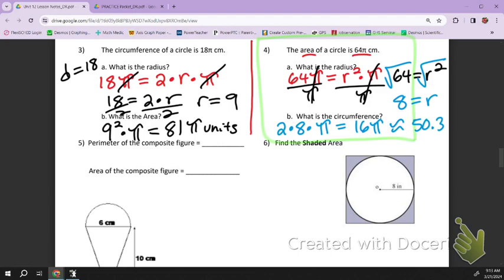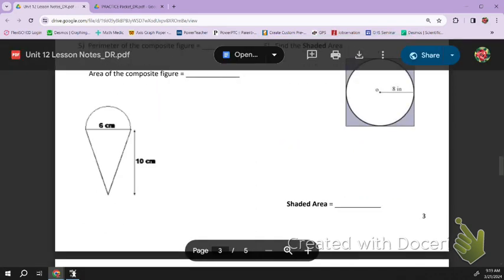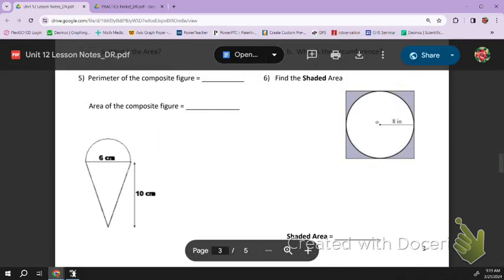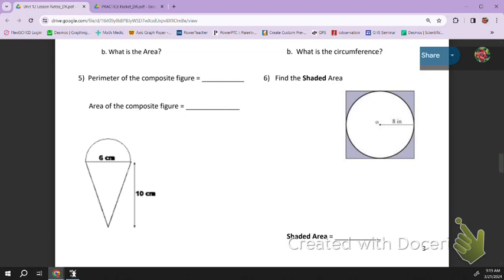We've got a composite figure, meaning it's a shape with 2 shapes together. So, number 5, we're looking at this ice cream cone shape. What is the top shape? Semicircle. Fantastic. Label it. It's a semicircle. It's half a circle.